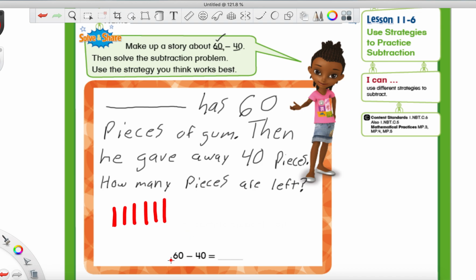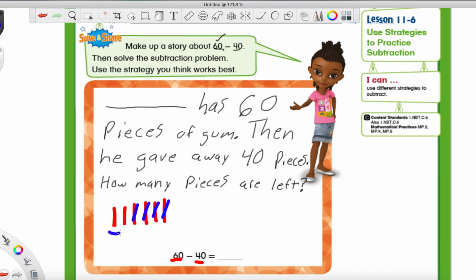And then, after we wrote our total, we have to look at how many we're going to take away, which is 40. And how many tens is that? Well, that's 4 ten sticks. Or you can also count by tens as you cross them out. 10, 20, 30, and 40.